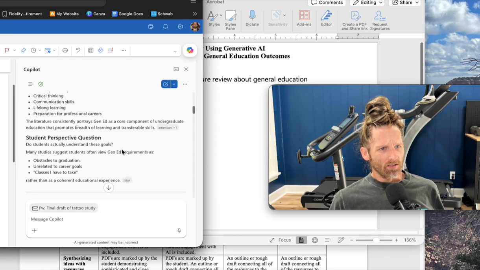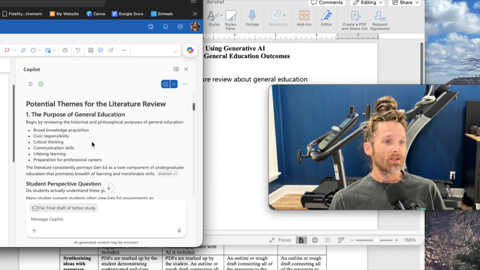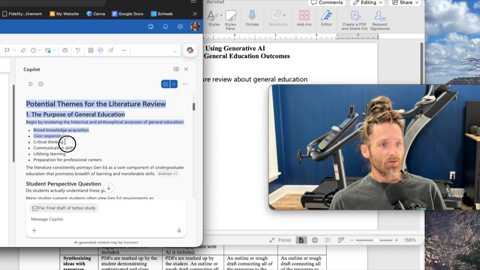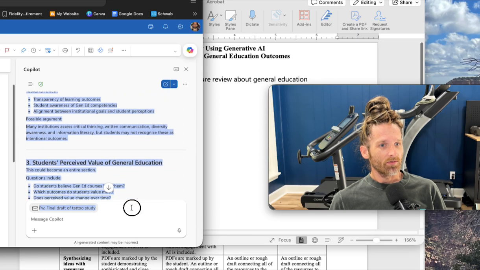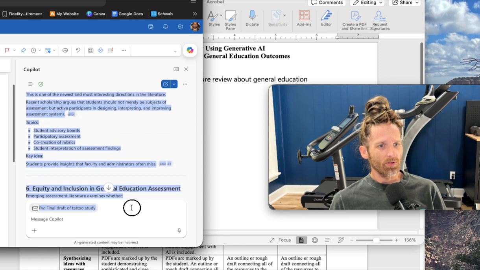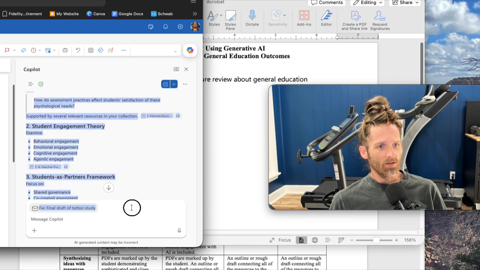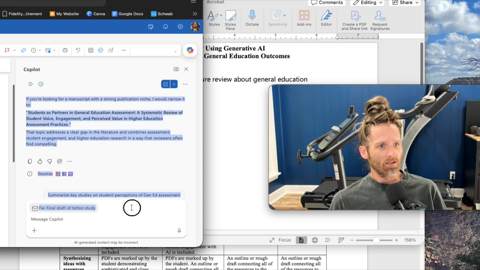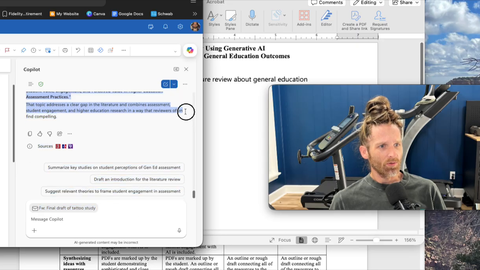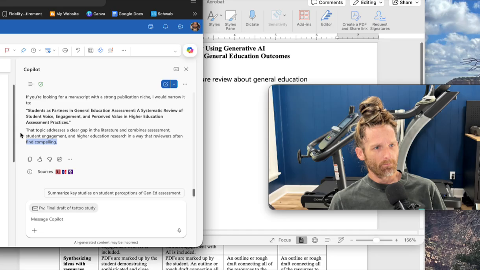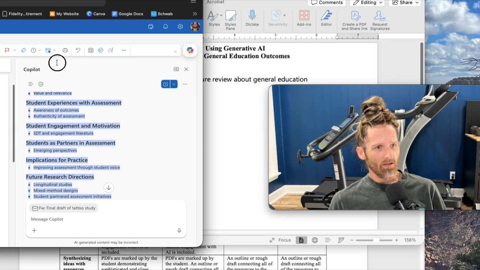The student perspective question. So this again is brainstorming topics. I'm just going to copy all of it and dump it into my notes. Wow, it gave me, I think, 5 topics and a proposed structure. No, and it didn't let me highlight it.